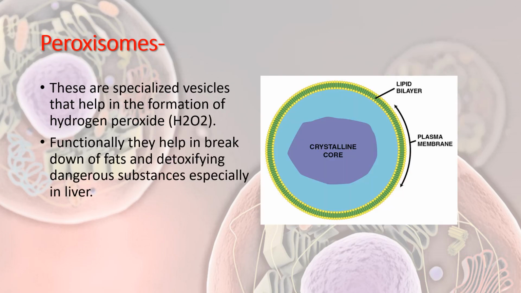Next one is peroxisomes. These are specialized vesicles that help in the formation of hydrogen peroxide, that's H2O2. Structurally, it is composed of a lipid bilayer and has a central crystalline core. Functionally, they help in the breakdown of fats and detoxifying dangerous substances, especially in the liver.